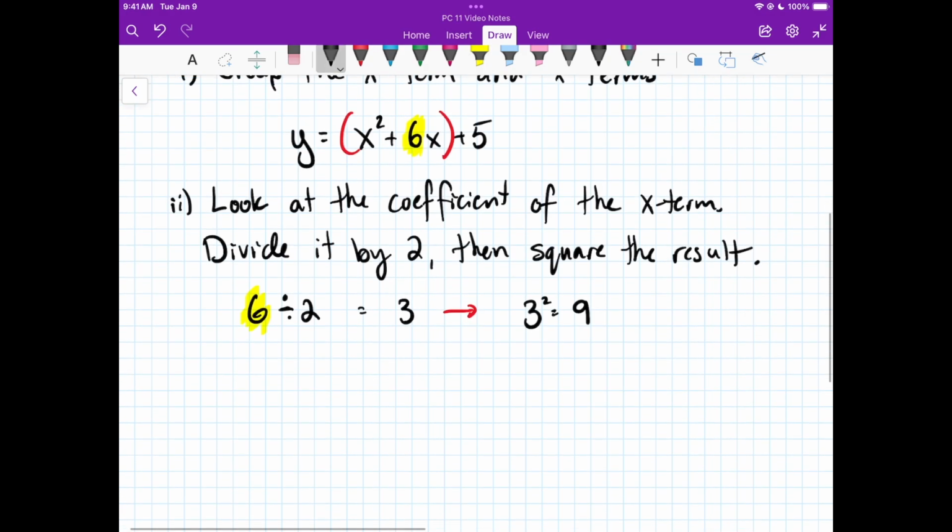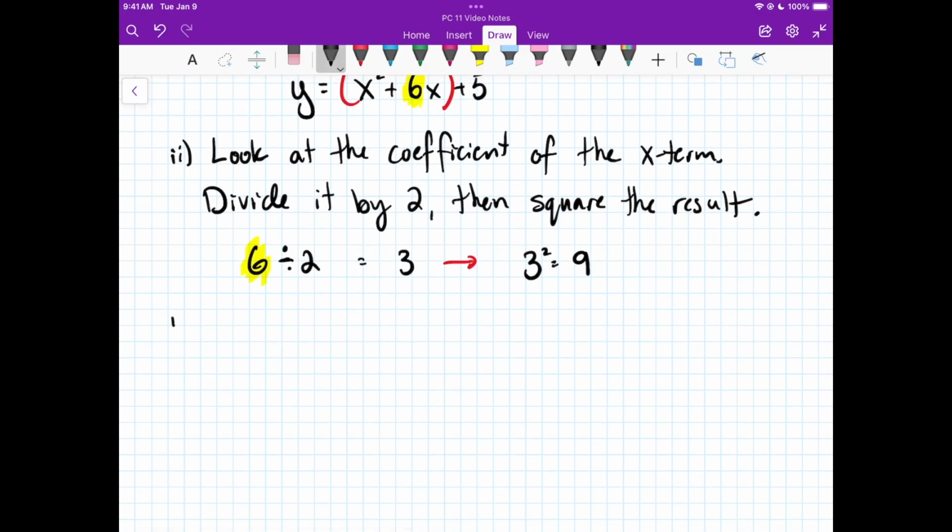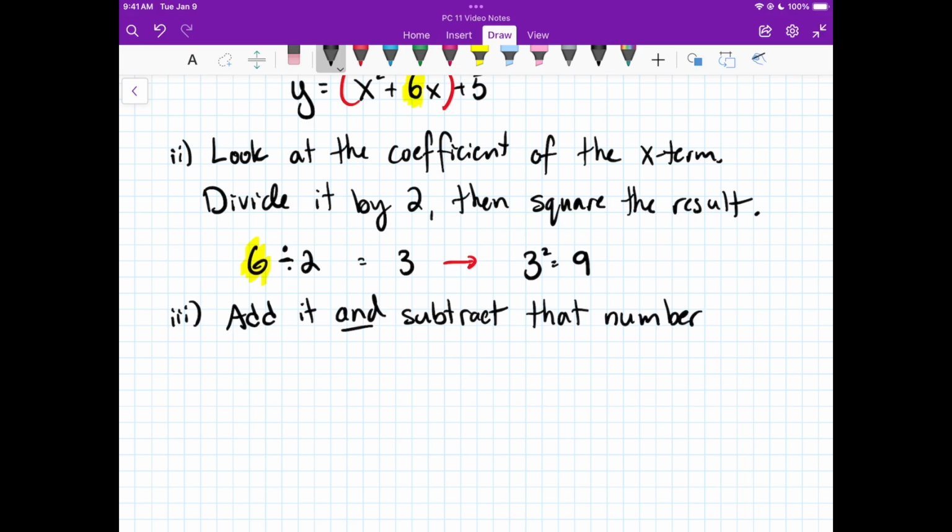Now that we've got that, we're going to take that number, so 9, and we are going to add it and subtract it inside the brackets. And it has to be inside the brackets. I'll get into the specific reasoning for this in a second. So for now, just trust me.